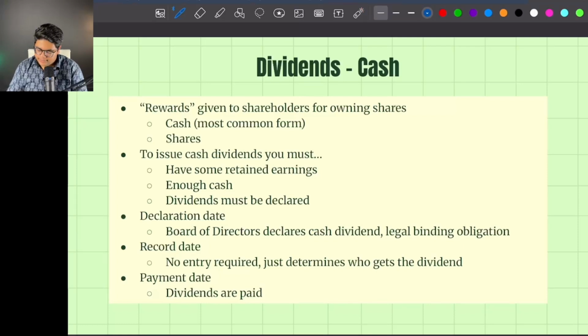For example, here you would have a debit to dividend expense and a credit to dividend payable, and then on the payment date, you would have a debit to dividend payable and a credit to cash. That's the actual transfer of the dividend.